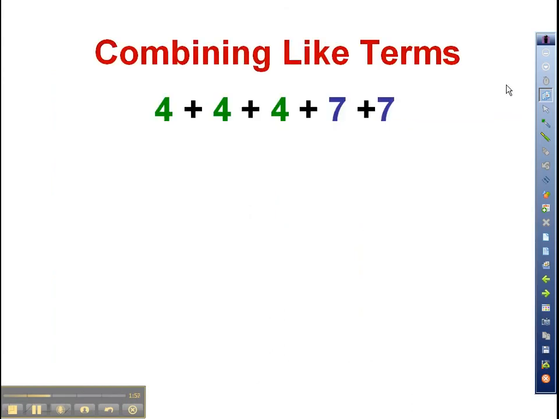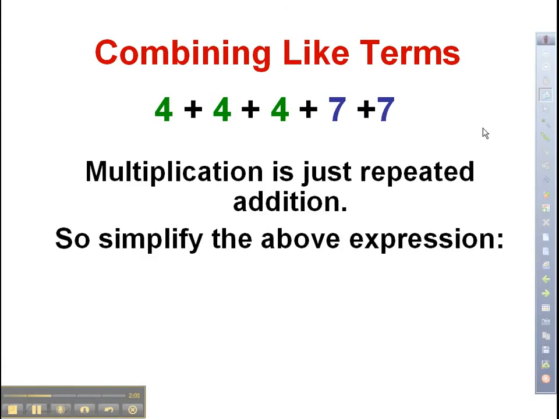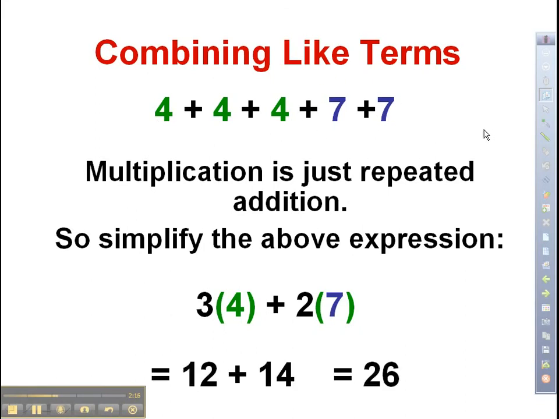All right, let's combine like terms here. How many 4's do I have? How many 7's do I have? Multiplication is just repeated addition. So simplify the above expression, and you'd say I have three groups of 4 plus 2 groups of 7. And then we could go ahead and simplify that farther and say I've got 12 plus 14, which is 26.